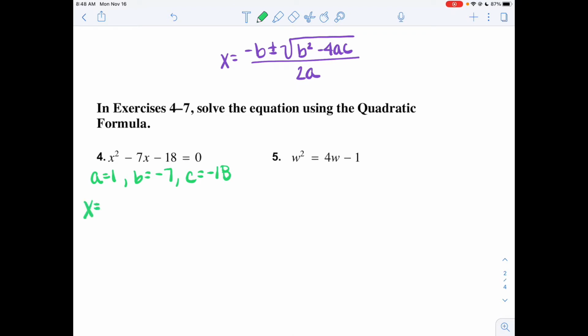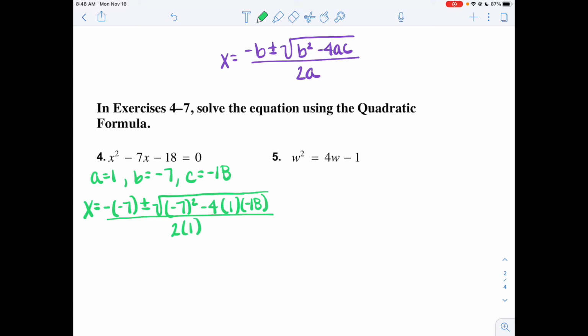We're going to say that x is equal to -b, but b is already a -7, so don't forget that, that's going to give us a double negative, which will end up being positive, so a negative -7 plus or minus the square root of b squared, and b is -7. Be sure you put your parentheses around the -7, minus 4 times a, which is 1, and times c, which is -18. Final part is to divide everything by 2 times a.